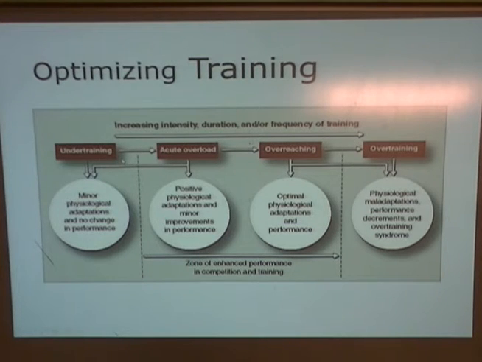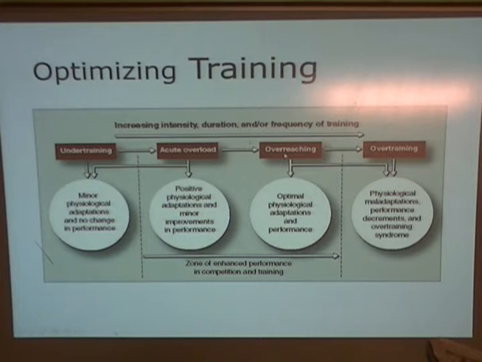Then we go into the real training phases, okay? So here, this dotted line to this dotted line is what they call the zone of enhanced performance, right? So phase 2 is acute overload. Acute overload is when you are stressing the body to the amount necessary to see improved function, right? So here, we would expect to see some pretty positive adaptations occurring, and those adaptations should result in some improvement in performance, might be small, depending upon the level of the individual that you're training, right? So we're going to see some improvement, but some pretty good adaptation going on during phase 2.